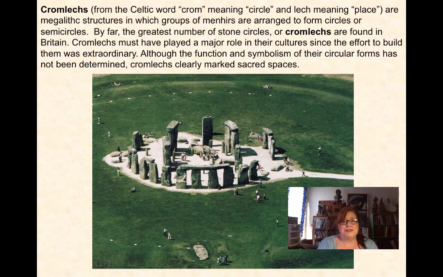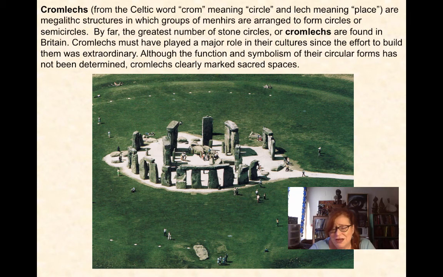So a cromlech, once again, crom means circle, lech means place, and they are megalithic structures in which groups of menhirs are arranged to form circles or semicircles, and by far the greatest number of stone circles or cromlechs are found in Britain. And cromlechs must have played a major role in their culture, since the effort to build them was extraordinary, and the function and symbolism of their circular forms has not been exactly determined, but they clearly mark sacred spaces. So here is a photograph of modern-day Stonehenge.